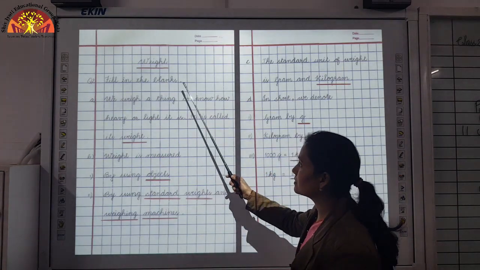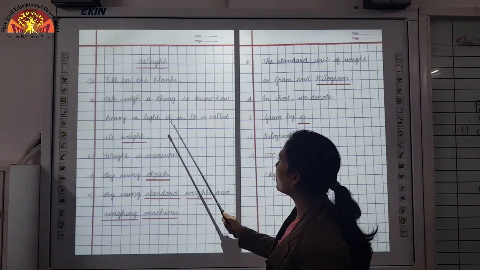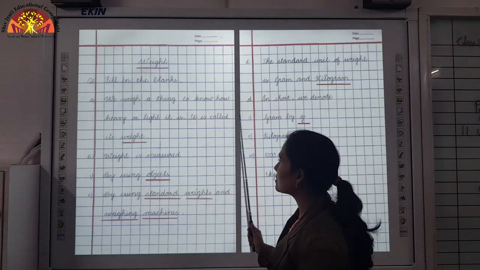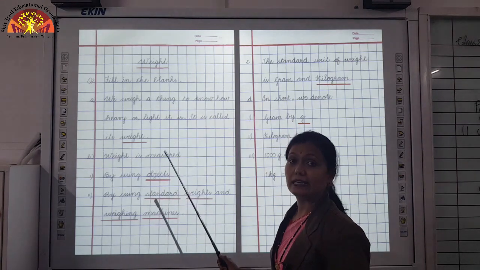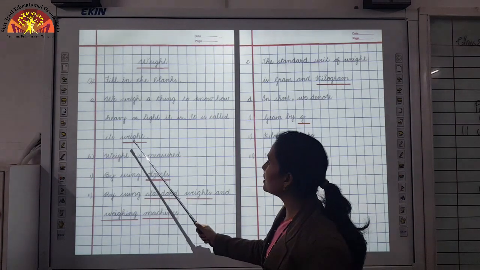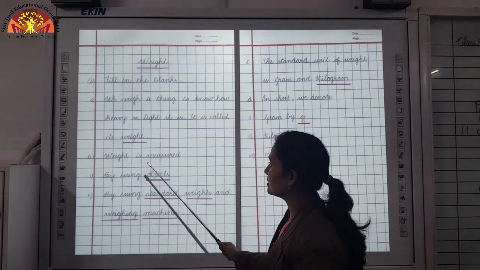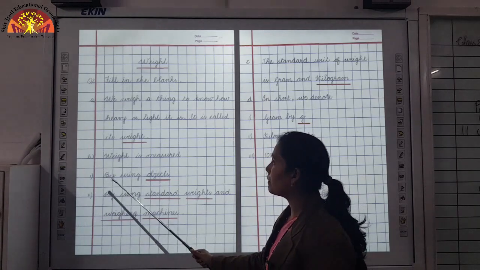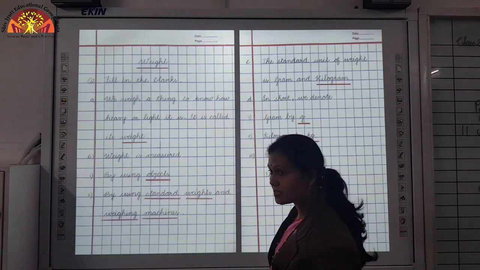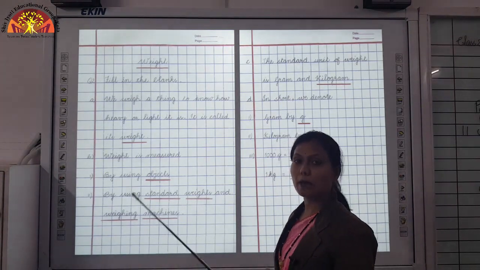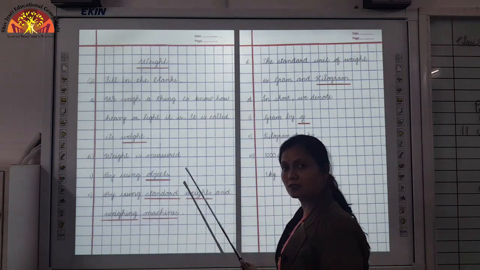Now next, weight. Question number 2. Fill in the blanks. A. We weigh a thing to know how heavy or light it is. It is called its dash. So what we called it when we weigh a thing? It is weight. W-E-I-G-H-T. Weight. B. Weight is measured first by using. So how we measured weight? We measured weight by objects or standard weights or balance, right? So here first one is by using objects.